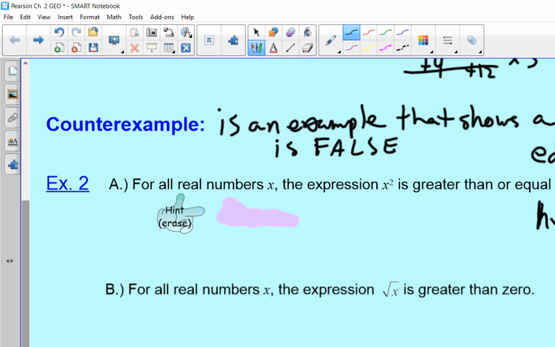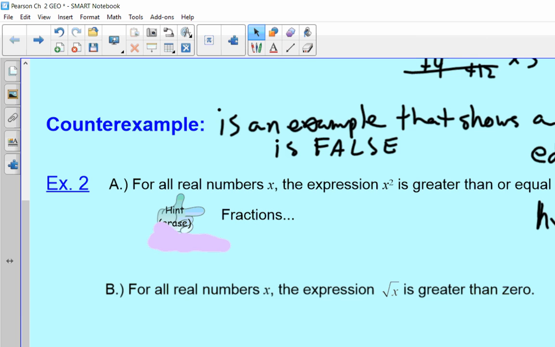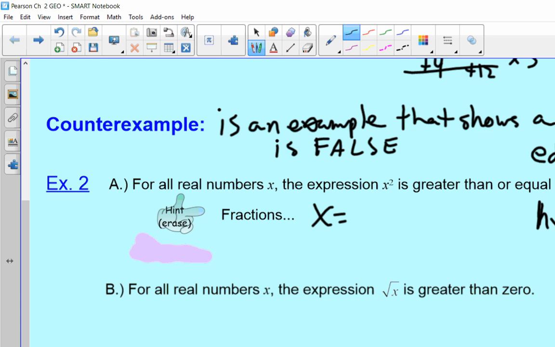Okay. They give me a little hint here. Fractions. So let's say x equals, and I'll just come up with a pretty easy fraction. X equals 1/2. But I'm now going to square it.